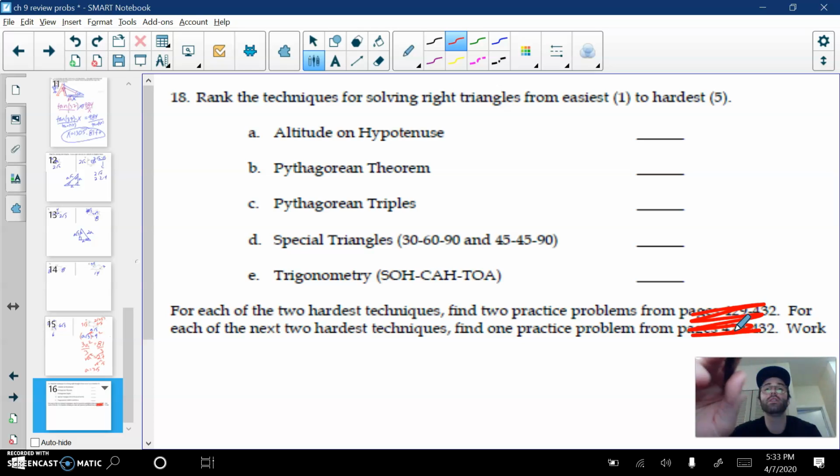For each of the 2 hardest techniques, find 2 practice problems from your notes, all right, or from a worksheet, an old worksheet, or from an old assignment. Okay, for the next 2 hardest, find 1 from that area as well. And then for the easiest one, all right, make sure you at least do 1.